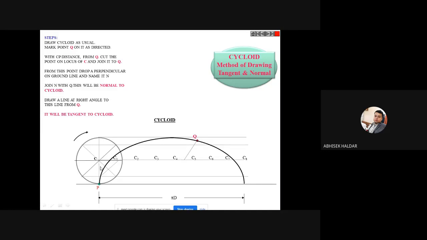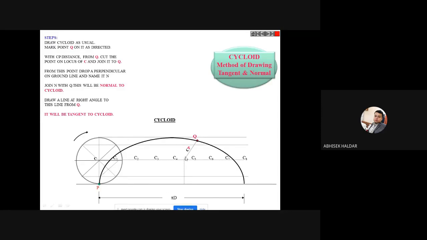That is, the arc length I have taken in the compass, I cut on the central line, on which C1, C2, C3, C4 are lying. On that central line I cut an arc, which gives me one intersection point somewhere over here. This is the CP that I have just cut. From that point I have to drop a vertical line on the base straight line, the straight path on which my circle is rolling.